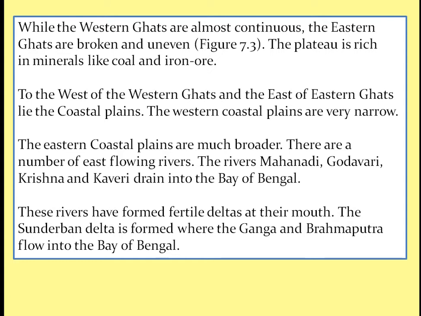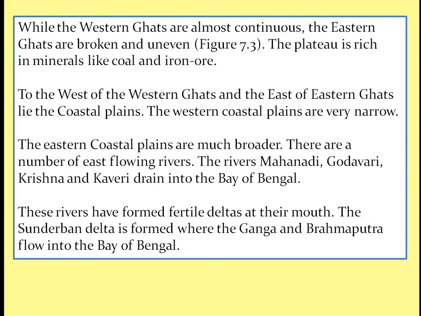To the west of the Western Ghat and the east of the Eastern Ghat, we have the coastal plains. So Western coastal plain and Eastern coastal plain, and they are just like a sandwich: the Western coastal plain between the Western Ghat and Arabian Sea, and the Eastern coastal plain between the Eastern Ghat and Bay of Bengal. The Eastern coastal plains are much broader and the Western coastal plains are very narrow. There are a number of east flowing rivers like Mahanadi, Godavari, Krishna, Kaveri that drain into the Bay of Bengal, which I was talking to you about earlier.